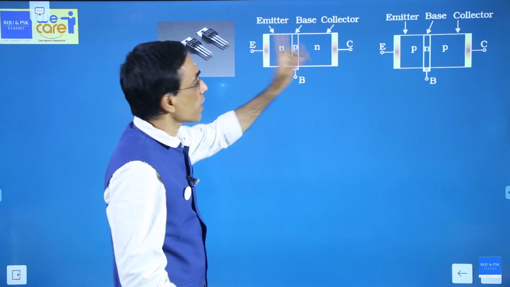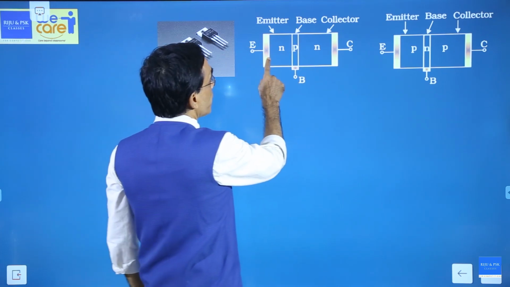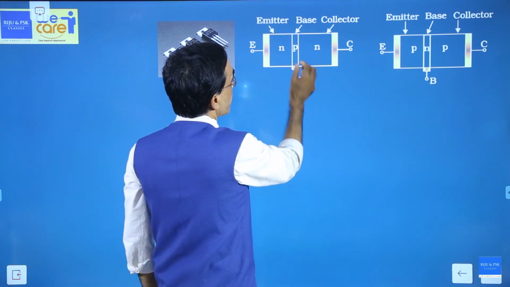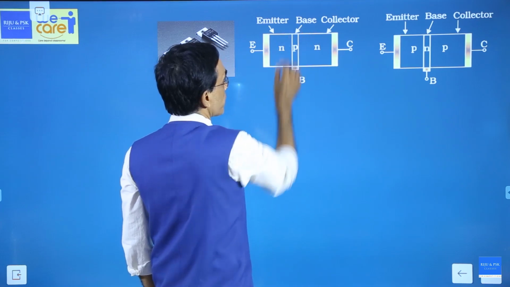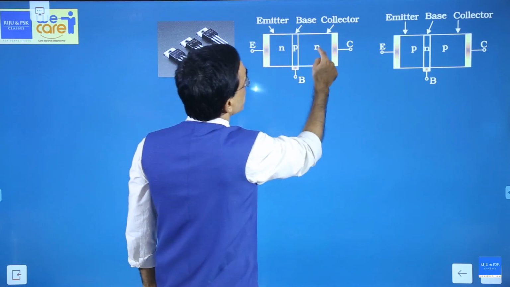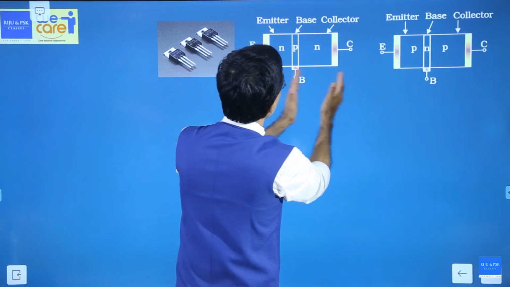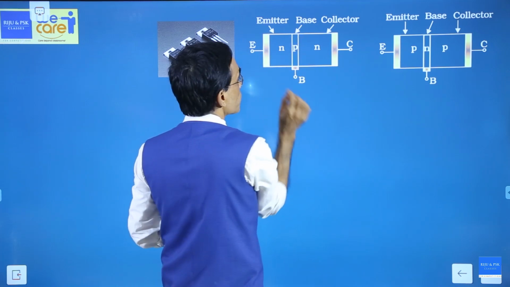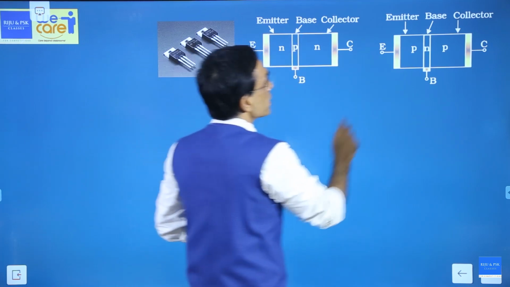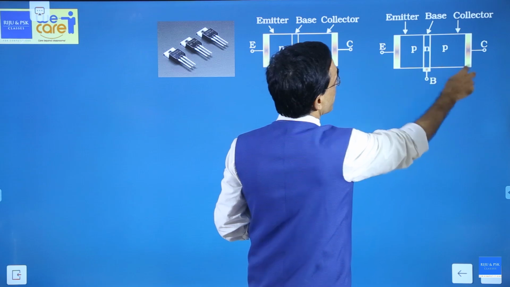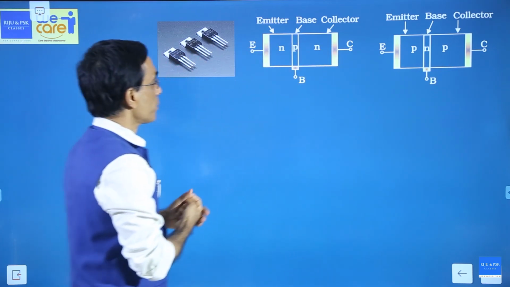This is an NPN transistor. N-type semiconductor and N-type semiconductor separated by a very thin P-type semiconductor. This is called the emitter, this is called the collector. The collector is a bit larger than the emitter and the base is very, very thin. This is the other one, the PNP transistor, NPN and PNP.